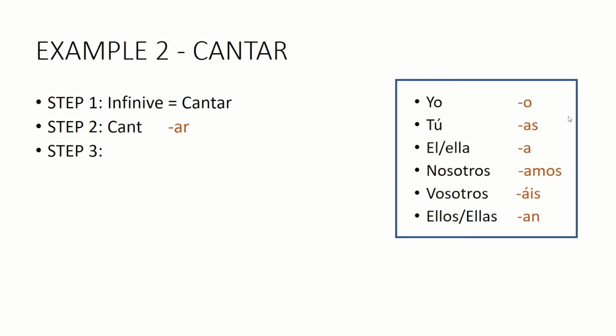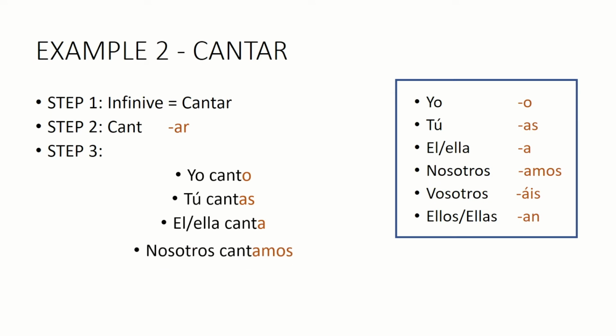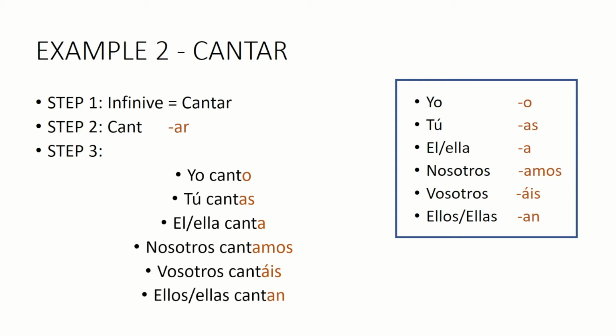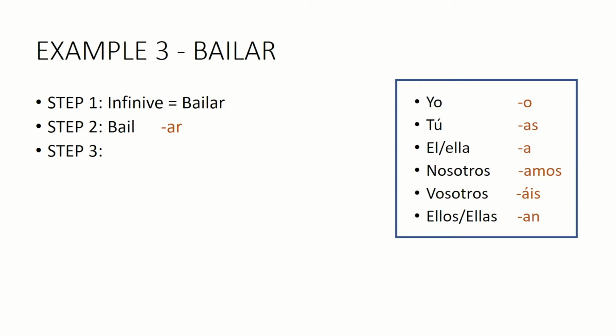We're going to go with the second example, which is cantar, which means to sing. So step number one, we identify the infinitive, which is cantar. Step number two, we drop the last two letters. And then step number three, we add the endings on the right-hand side of the screen. So it'll be yo canto, tú cantas, él o ella canta, nosotros o nosotras cantamos, vosotros or vosotras cantáis, ellos, ellas cantan.